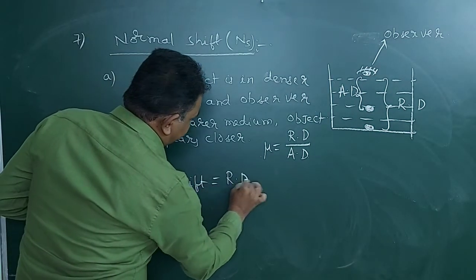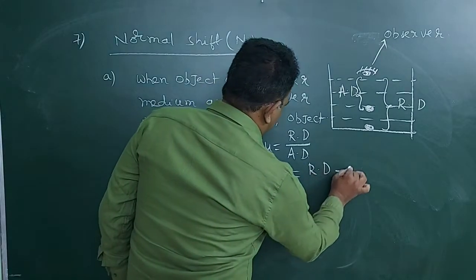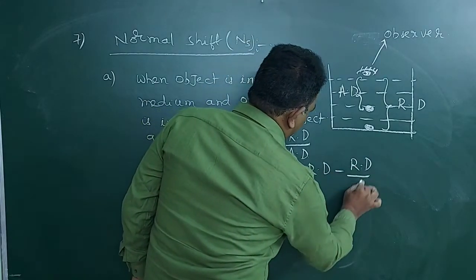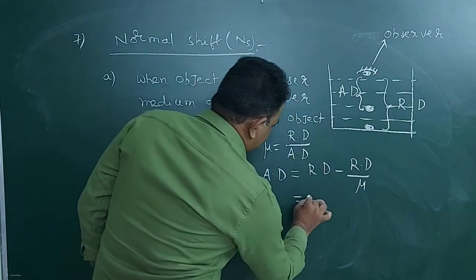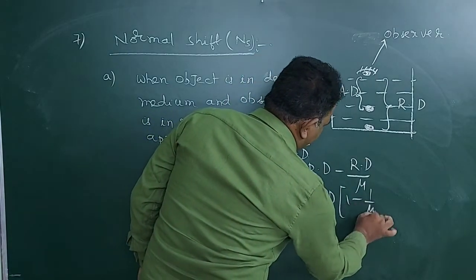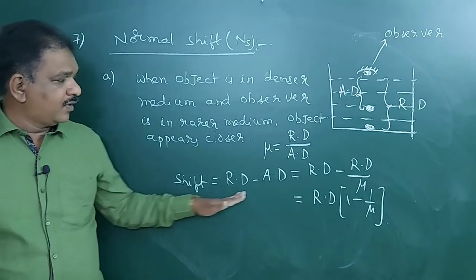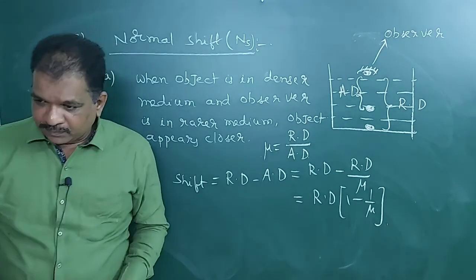So real depth minus apparent depth. So real depth minus RD by mu from this. So RD, real depth, into 1 minus 1 by mu will be the formula for calculating the shift.